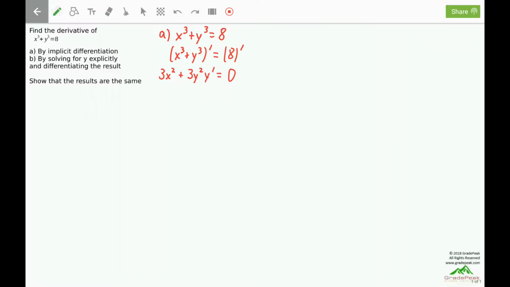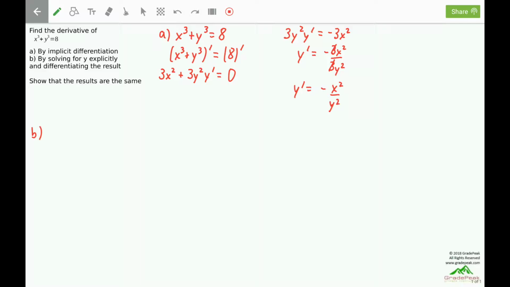We want to solve for y prime here, and that will be done by isolating the y prime terms. There's only one term that has y prime in it. We will isolate that by taking all other terms to the other side. So our next step is to subtract the 3x squared term to the other side. And now y prime can be found by dividing by 3y squared. The 3's can cancel, and y prime is negative x squared over y squared.